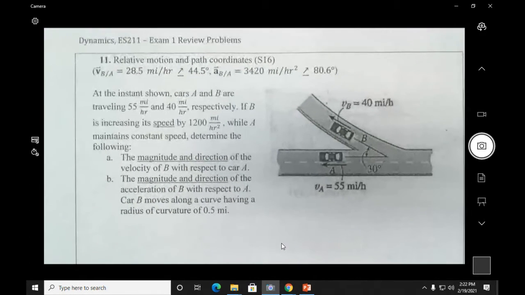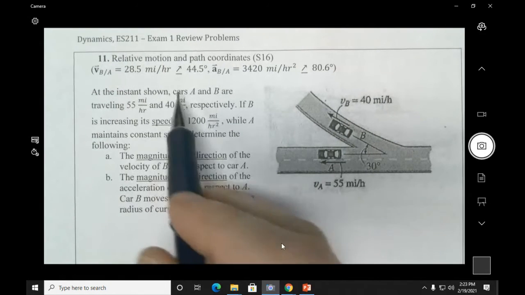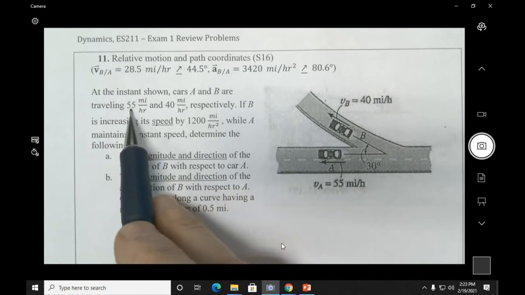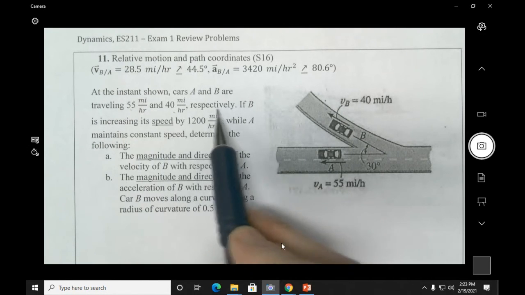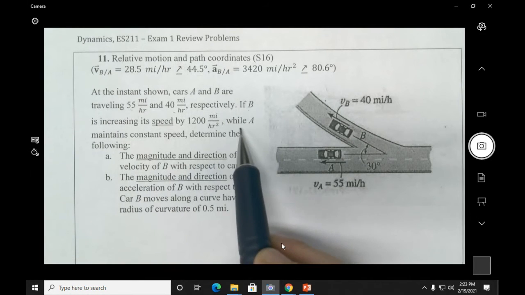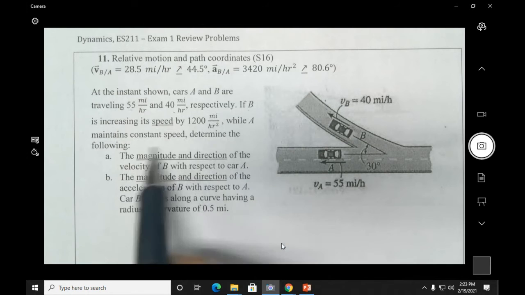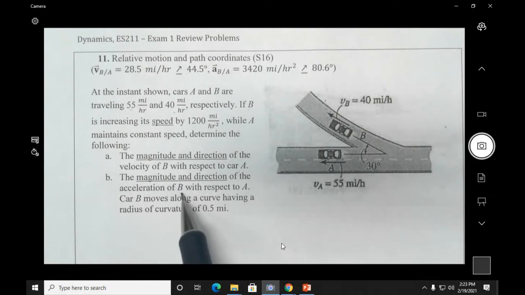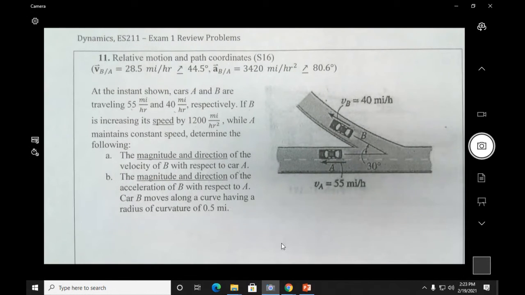Okay, so we've got relative motion and path coordinates. At the instant shown, car A and car B are traveling at 55 miles an hour and 40 miles an hour respectively. If B is increasing its speed at 1,200 miles per hour squared and A maintains constant speed, determine the magnitude and direction of the velocity of B with respect to car A, and the magnitude and direction of the acceleration of B with respect to A. Car B moves along a path having a radius of curvature of 0.5 miles.